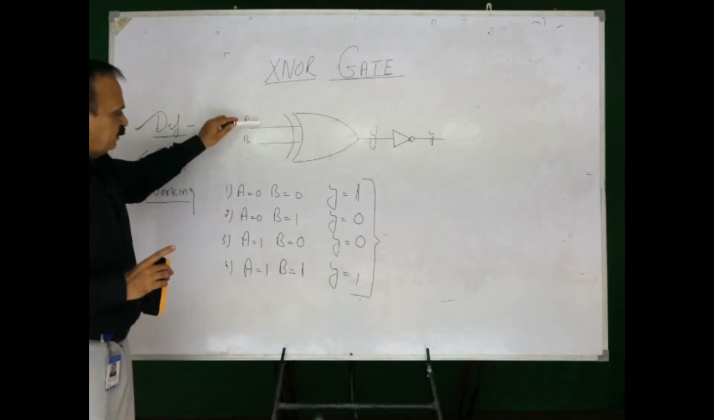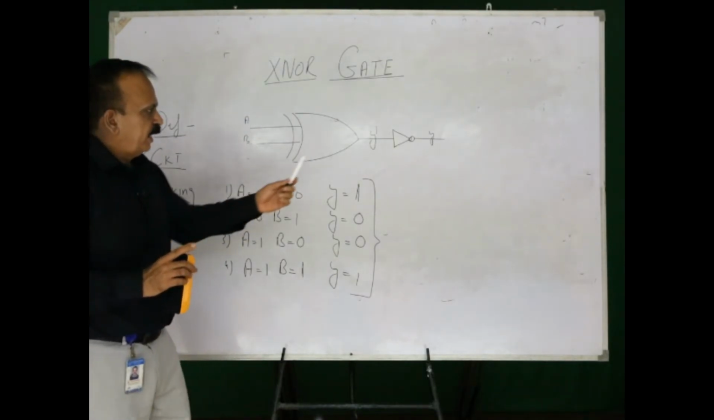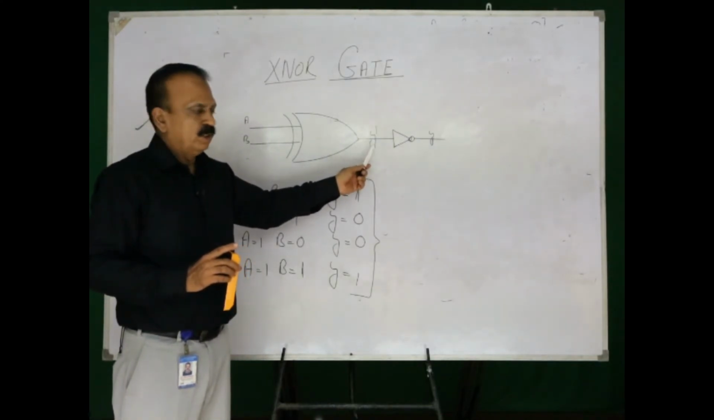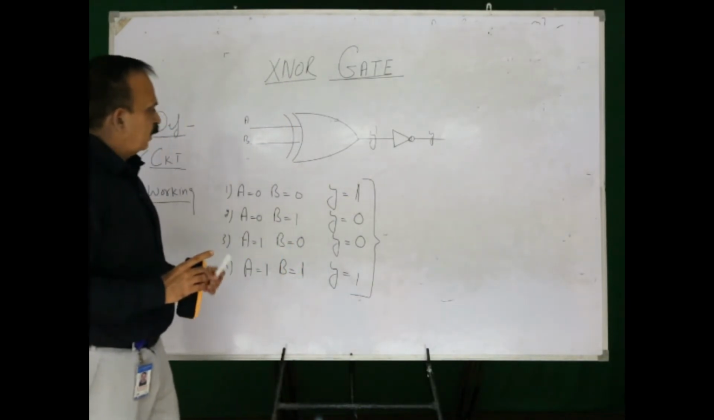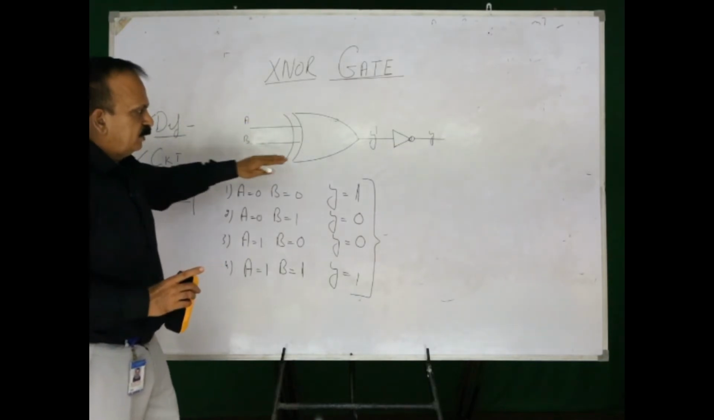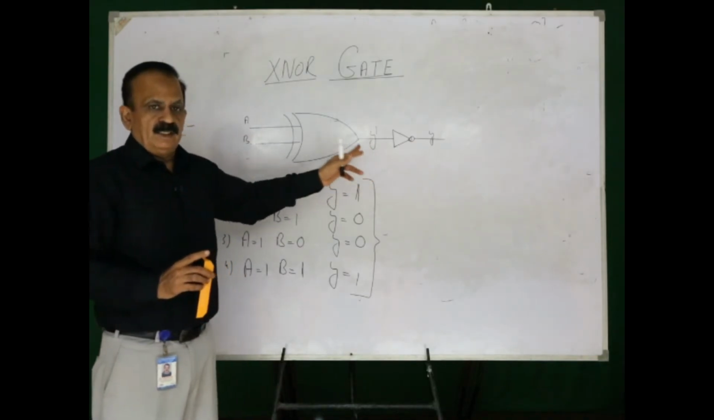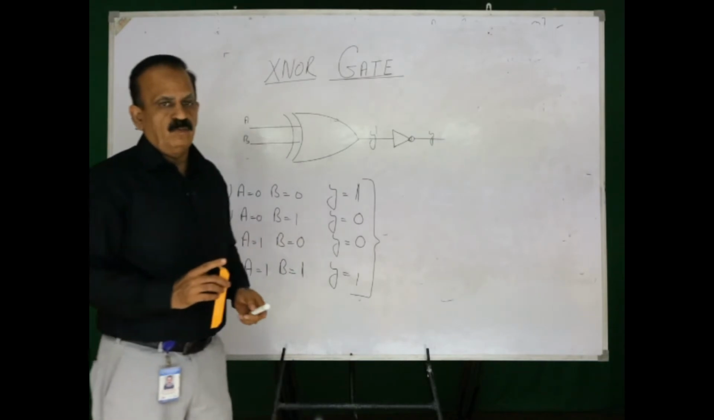Now again this is 1 and this is 0, the output of the exclusive OR gate will be equal to 1 and Y will be equal to 0. And the last possibility, when A is 1 and B is 1, the XOR gate output will be equal to 0 and Y is going to be 1.